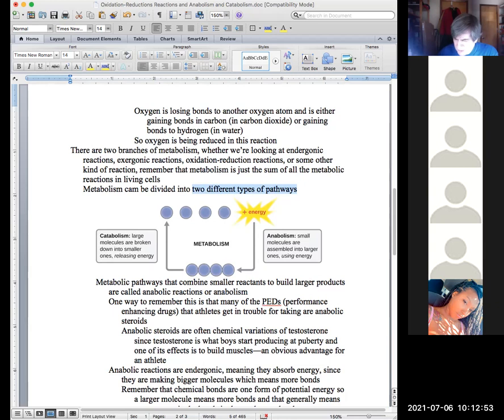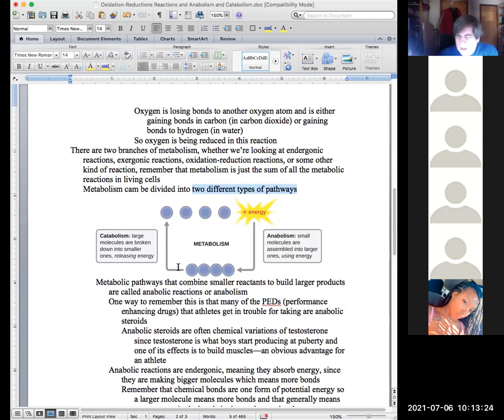So when we think about endothermic reactions, or anabolic reactions, we want to keep 3 things in mind. We're going to build bigger molecules. They're going to be endothermic, and they're going to be dehydration synthesis reactions. So that's this arrow over here on the right side of this graphic, because we're taking what's at the top and we're converting it to what's at the bottom.